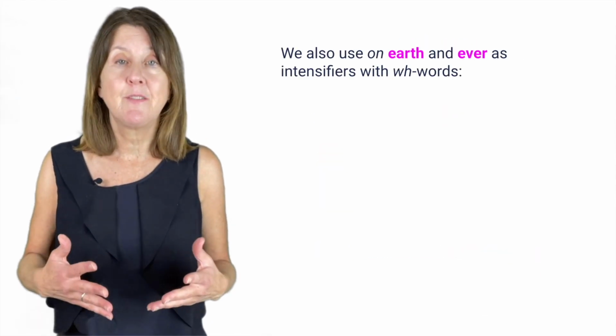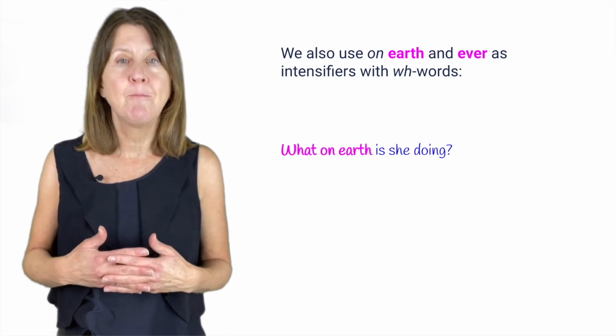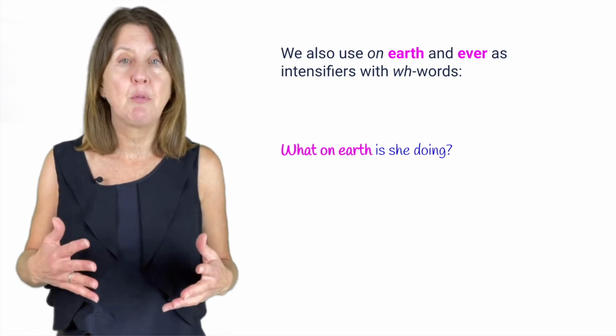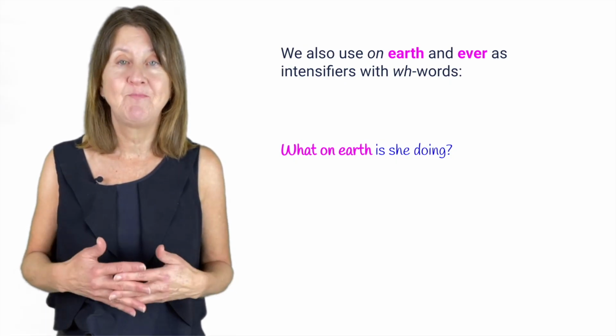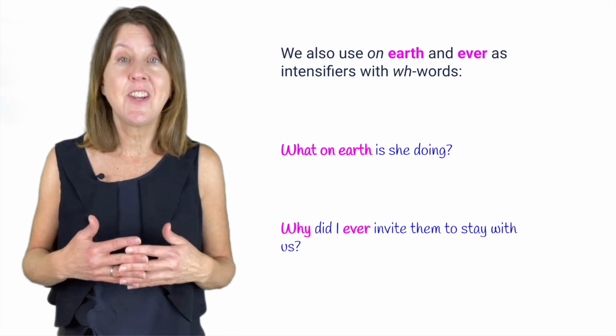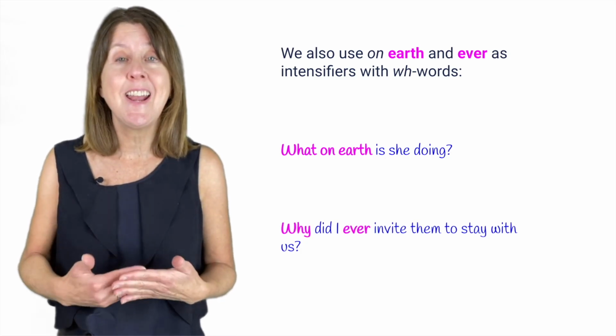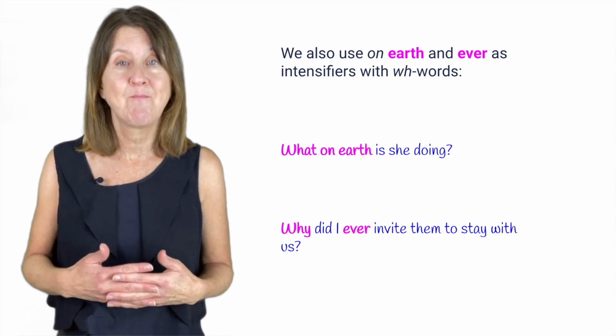We also use earth and ever as intensifiers with WH words. What on earth is she doing? This would then suggest disapproval, but adds strength to the simple phrase, what is she doing? Why did I ever invite them to stay with us? This suggests that there were problems and again adds strength to the sentence. Why did I invite them to stay with us?